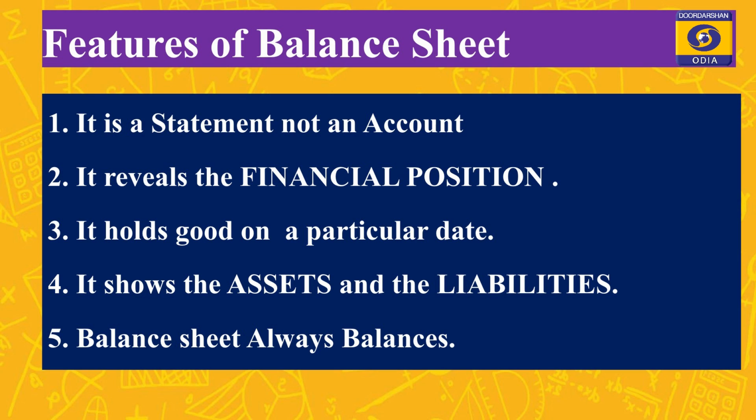Second, it reveals the financial position of a business concern. Financial position, I had also explained in my earlier session what it means. Financial position means what the business owns as on a particular date and what it owes. Owes means उसकी देनदारी कितनी है उस business की, and owns is the property, उसके assets कितने हैं.